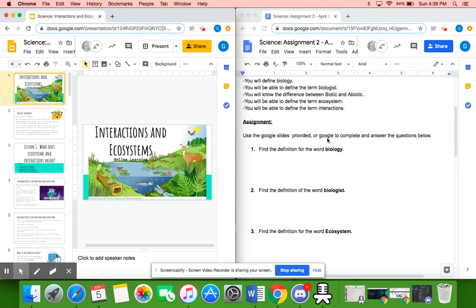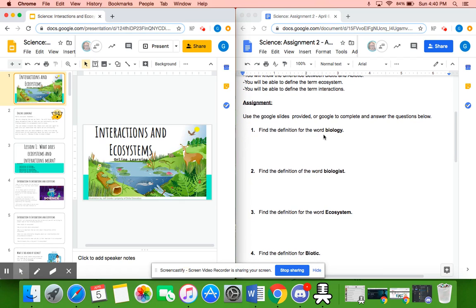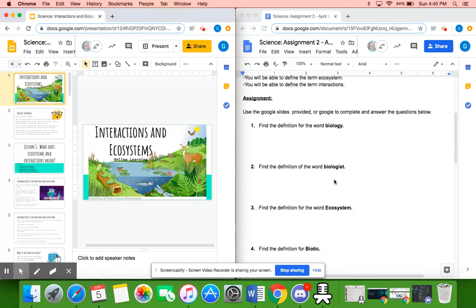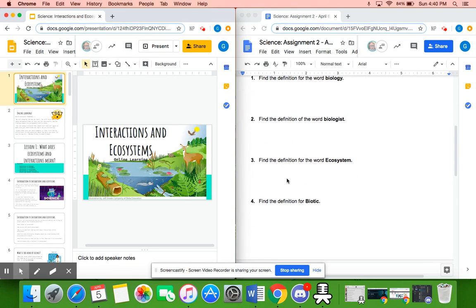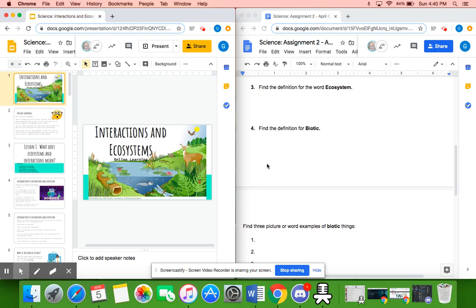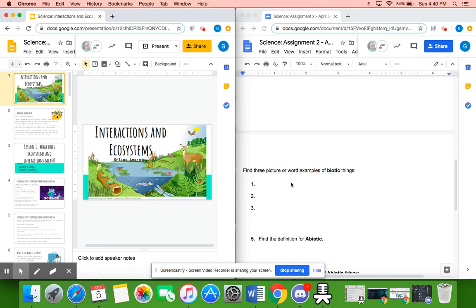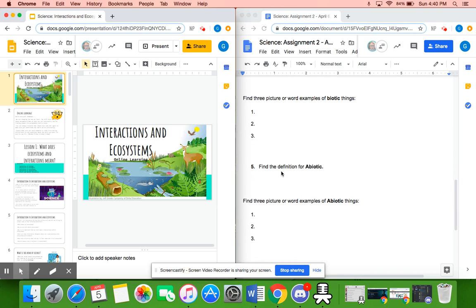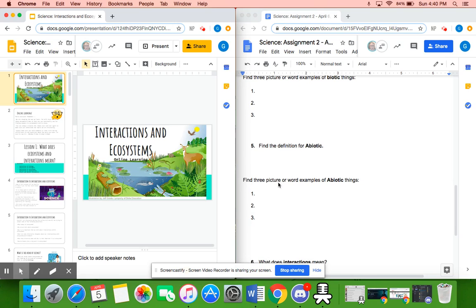Now, this is where you fill in your answers. It says: Assignment. Use the Google Slides provided or Google to complete and answer the questions below. Question 1, find the definition for the word biology. Question 2, find the definition for the word biologist. Question 3, find the definition for the word ecosystem. Question 4, find the definition for biotic, and then give me 3 picture or word examples of biotic things. Question 5, find the definition for abiotic, and then give me an example of 3 abiotic things.